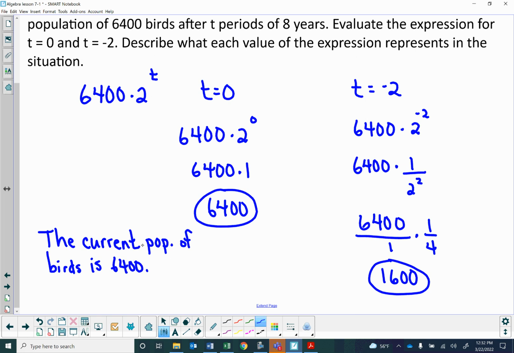Now, when t equals -2, that means 2 periods of 8 years ago. So 2 periods, excuse me, 2 periods of 8 years ago means 16 years ago. So that means the population 16 years ago was only 1,600 birds. And I'm abbreviating population because I don't want to write it out.